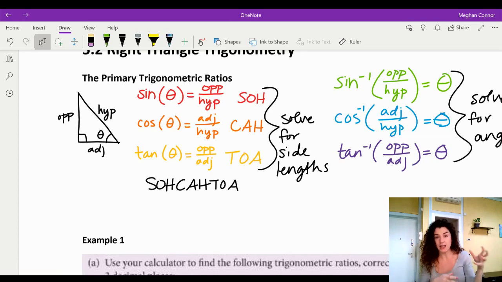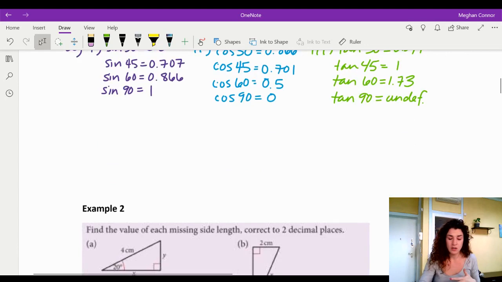Versus tangent is opposite and adjacent, and those could be any relationships, right? One could be super, super long and one could be super short, or they could be about the same. They could be exactly the same if we're talking about a 45-45, right? It would be an isosceles right triangle. So we've got a full range of possibilities for your tangent values because we're not comparing it back to the hypotenuse. With sine and cosine, since we're always comparing it back to the hypotenuse, it will always be less than 1.